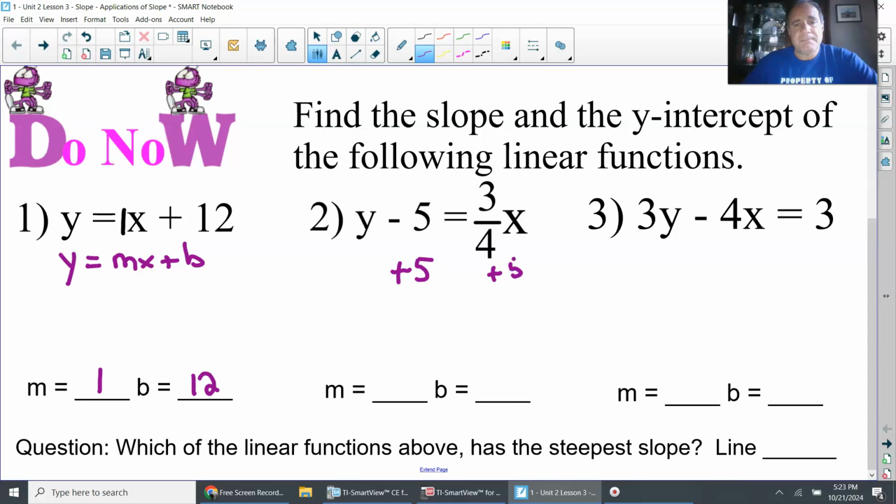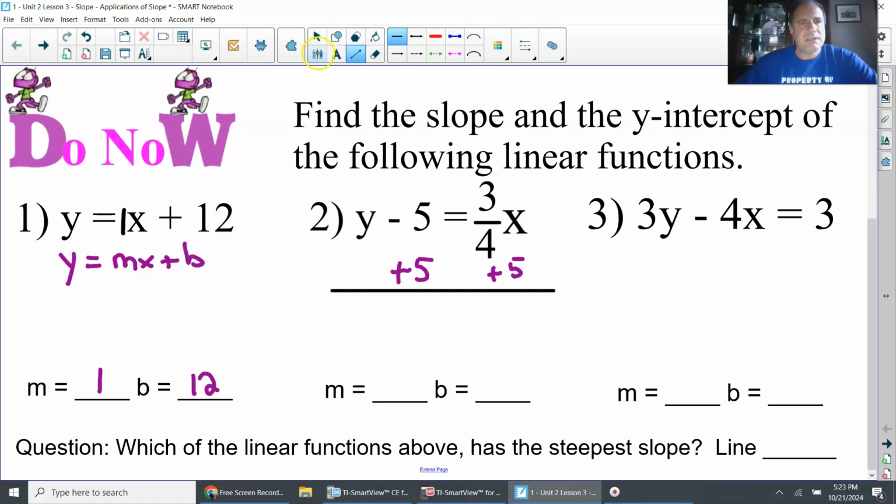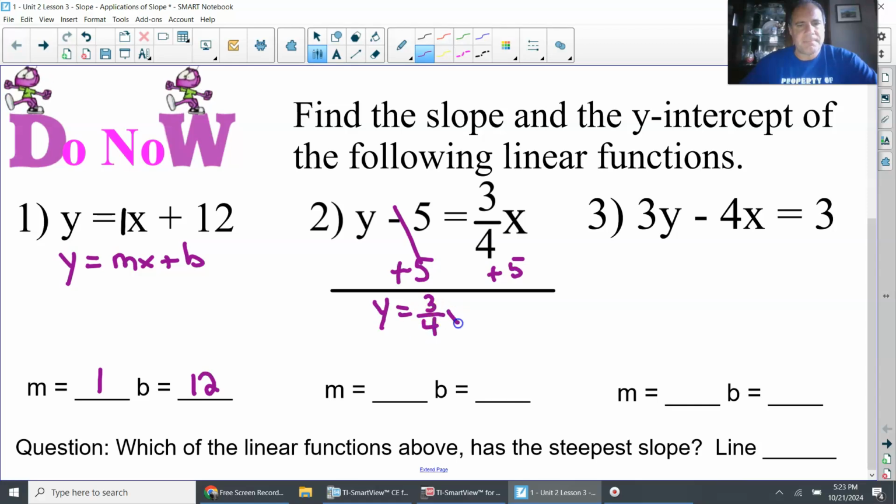To solve for y, all you're going to do is add 5 on both sides, and you cancel them out there, and y equals 3/4 x plus 5. And you notice that you have y equals mx plus b format, and the slope is the number that is before the x. It's called the coefficient, and the other number, which is the constant, is the b, your y-intercept. Right, and that is a 5.